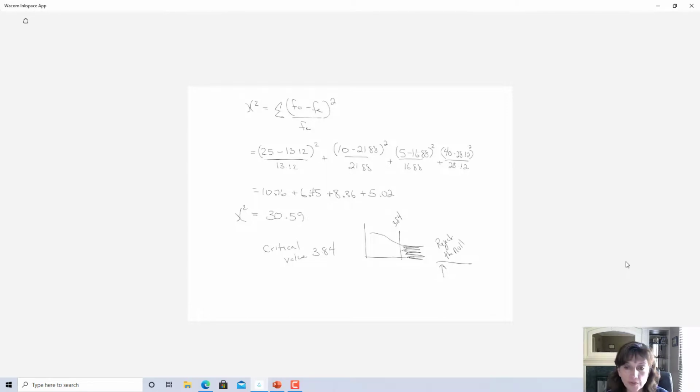So what we're saying when we reject our null hypothesis is that we do not think that personality type and a heart issue are independent. We think that these variables are actually related to each other, that there's some sort of relationship there.